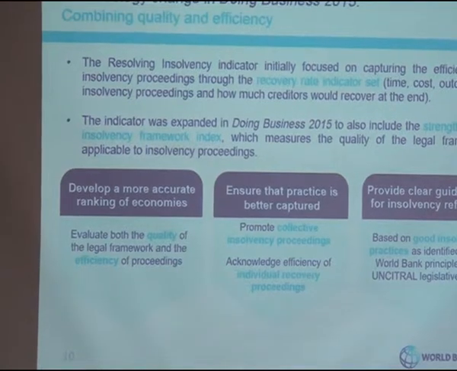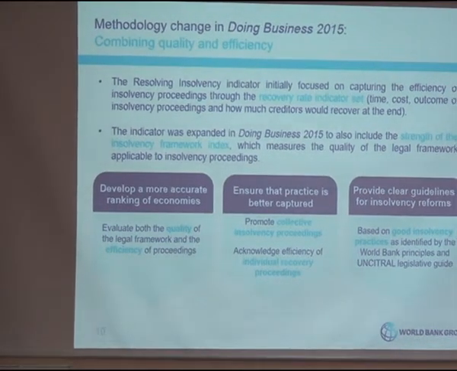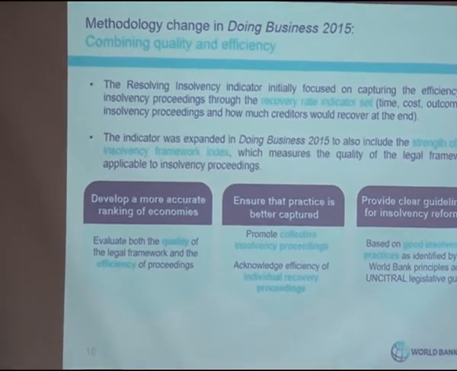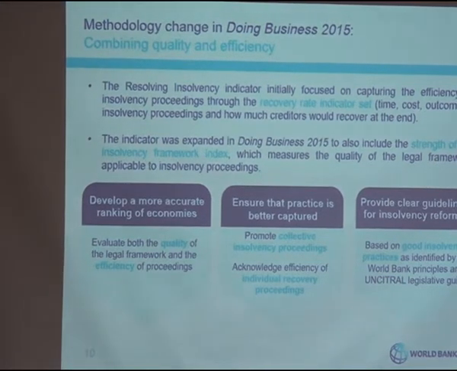In the past 5 years, so in Doing Business 2015, there were some methodology changes that were introduced to the indicator. So originally, this indicator was only focused on the recovery rate index. So it only measured the time, cost, and outcome to go through an insolvency procedure. In Doing Business 2015, we introduced a second index, which talks about the legal framework for insolvency procedures, and which is based on the law. This helped develop a more accurate ranking of economies, as it also evaluated the quality of the legal framework in addition to the efficiency of the proceedings that were measured previously.